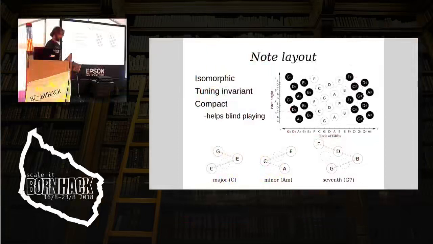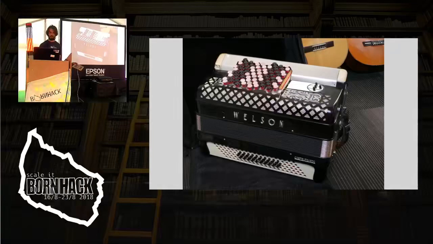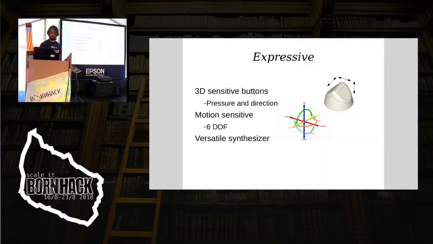And it's quite compact. With one hand, you can span 4 octaves, something. I also modified my accordion to have the same layout. I started actually on acoustic instruments, and then I got into electronics and made an electronic instrument because that gives more space. It's also expressive. All the buttons are sensitive in 3 directions.